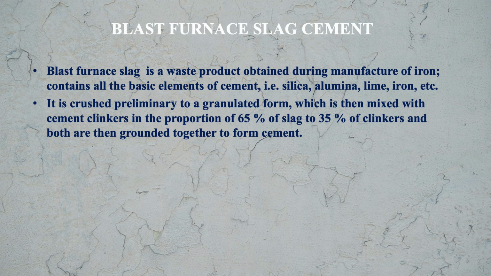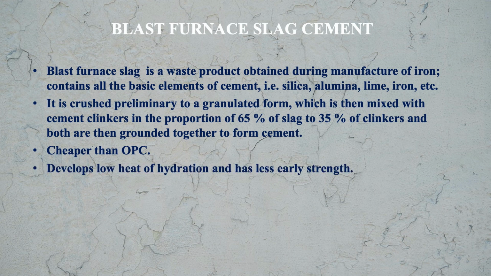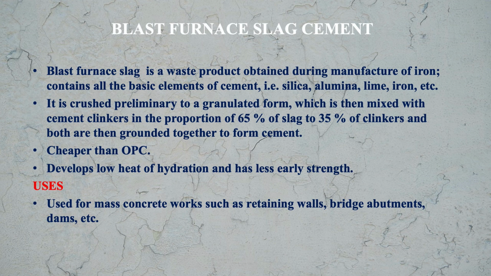Why is it being used? Basically because it is cheaper than ordinary Portland cement. This cement develops low heat of hydration and also has less early strength. Next is uses. Blast furnace cement is used for mass concreting works such as retaining walls, bridge abutments, dams, etc. Also, it is used for all purposes for which ordinary Portland cement is used.